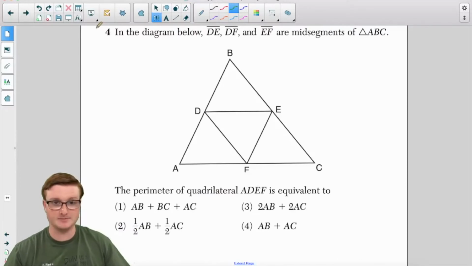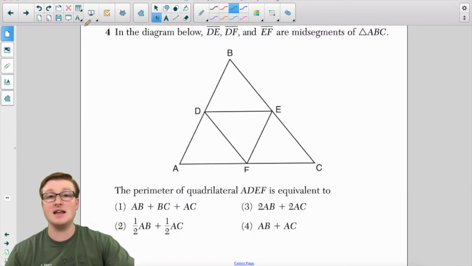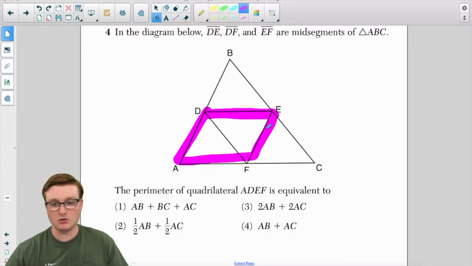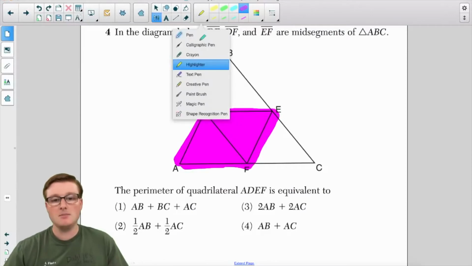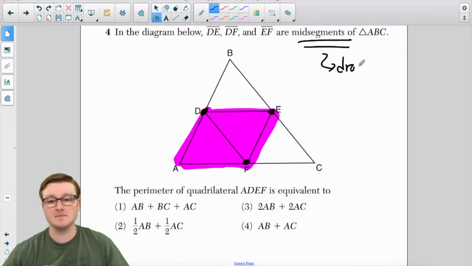Moving on to question 4. In the diagram below, DE, DF, and EF are mid-segments of triangle ABC. The perimeter of quadrilateral ADEF is equivalent to what? So we need to figure out what the perimeter of this quadrilateral is. But we do know a couple things based off of the given information. These are all mid-segments. So this is a midpoint, this is a midpoint, this is a midpoint. Mid-segments are drawn to its midpoint.